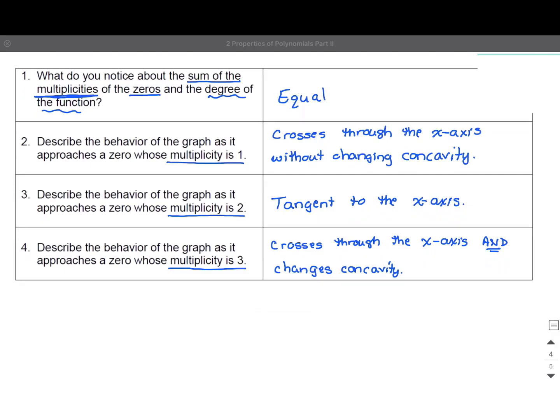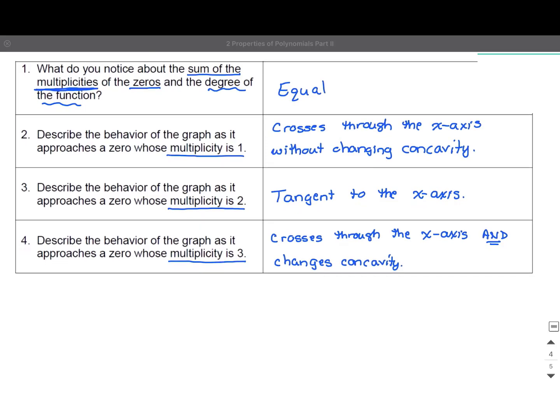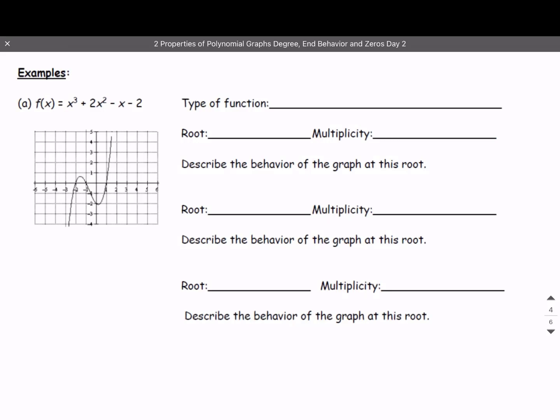But looking at the graph now, it's going to be easier to tell how many roots there are, what degree the polynomial is, which root happens more than once. So here are some examples. The first example, we have f of x is x cubed plus 2x squared minus x minus 2, and they've given us the graph. Now notice the highest power of x is 3. That makes this a cubic function. A third degree is called a cubic.